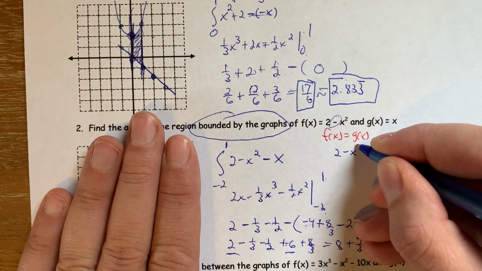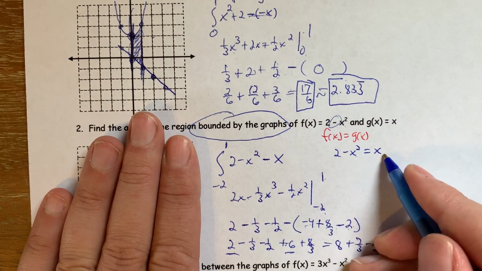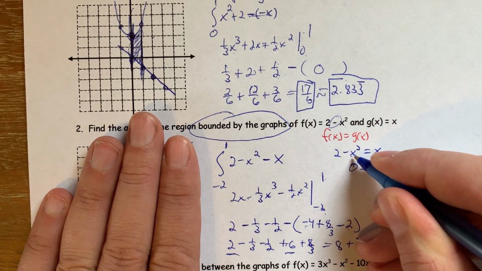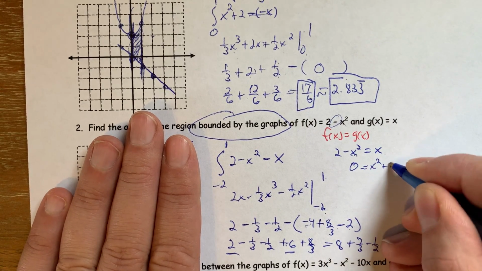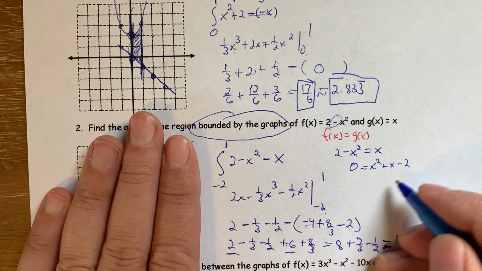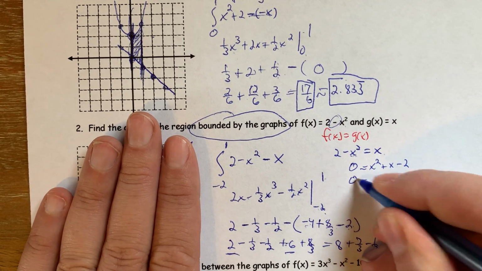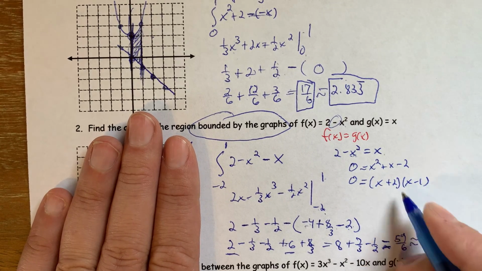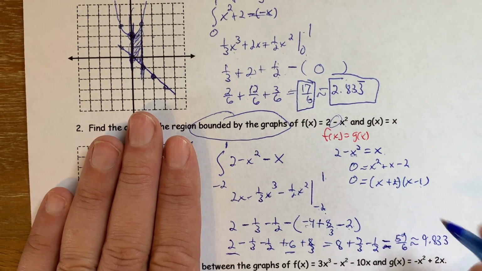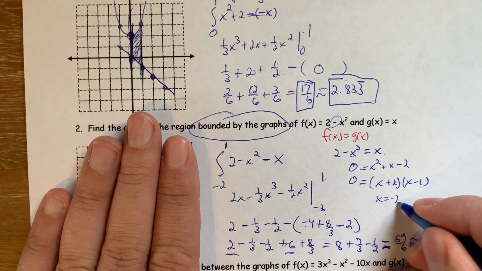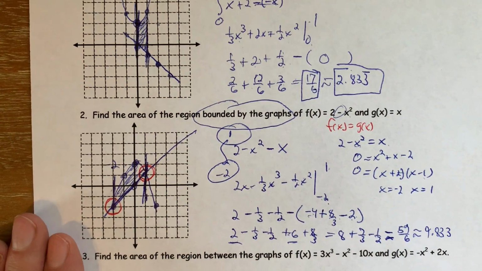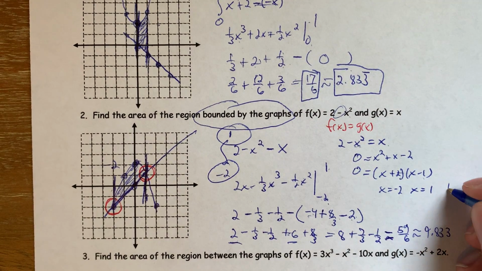So we'll set 2 minus x squared equal to x to see where they intersect. I'm going to make this equal to 0. Since the x squared is negative, I'm going to move it to the other side. And this is a quadratic we solve by factoring. That's why I'm making it equal to 0. So this is x plus 2 times x minus 1. These multiply to make -2, but add to be 1. So x equals -2 and x equals 1, which is where they intersected, right? So that's the intersections.